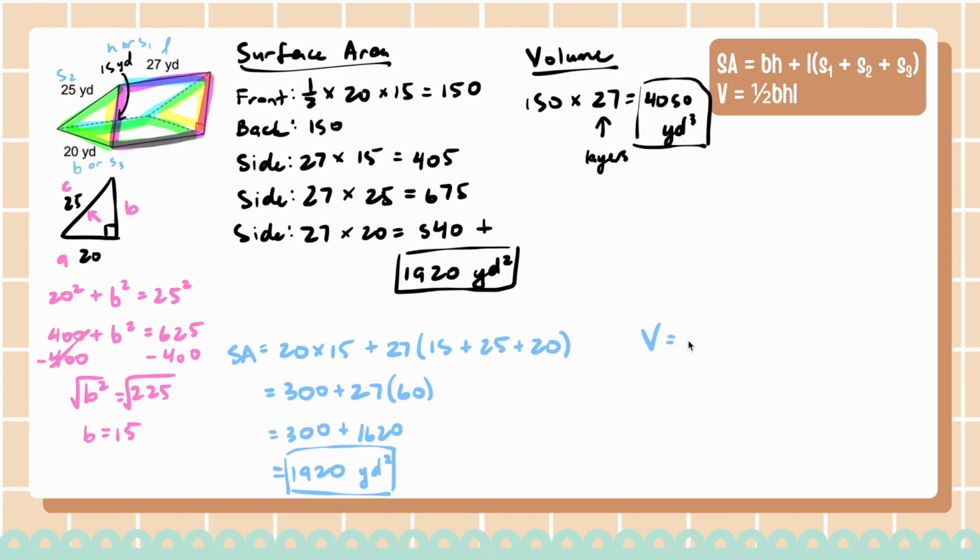All right, let's go ahead and plug in our volume. So I'm going to start with 1/2 times our base, which is 20, times our height, which was 15, and then times the length of the prism, which is 27. All of this multiplied gets me a total of 50 yards cubed. And that's my final volume.